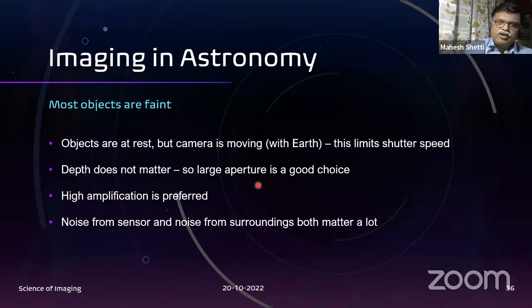But when you are talking about astronomical pictures, everything is effectively coming from infinity. The parallel rays are coming to you, so you're not really bothered about focusing this or that. And a large aperture is a good choice. High amplification is also preferred.